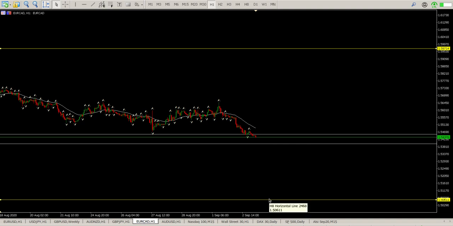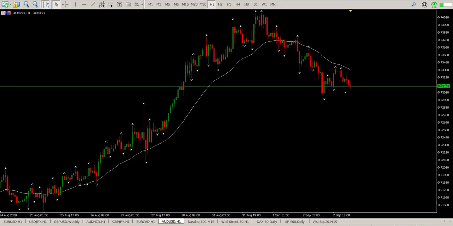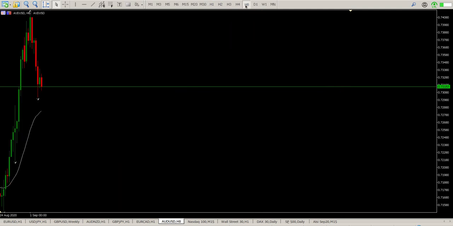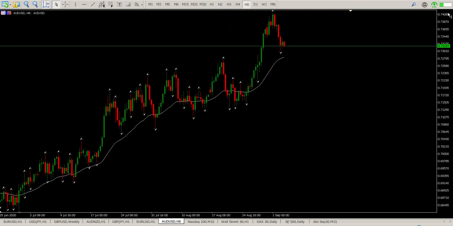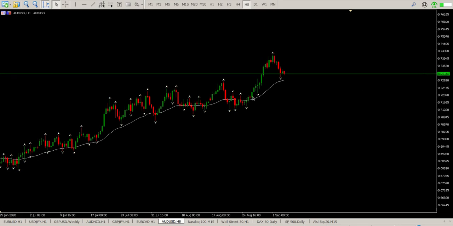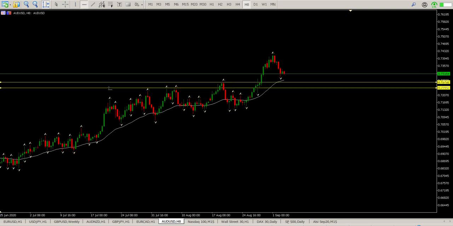Then some of you have been asking about the Aussie dollar, the US dollar. So let's just have a quick look at it. I haven't had a look at the chart just yet. We do have a pretty strong uptrend, very, very strong uptrend. This is the area that I would be looking at, and actually this is a good setup.